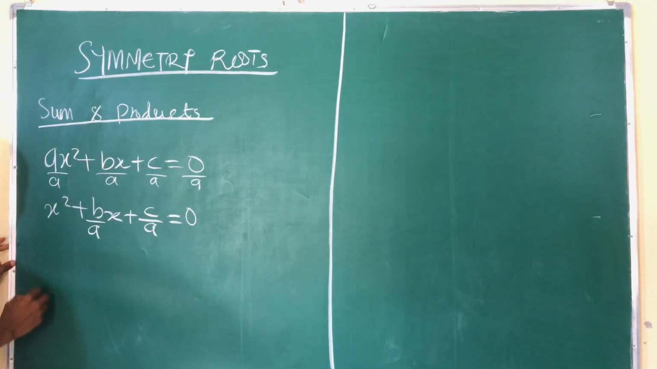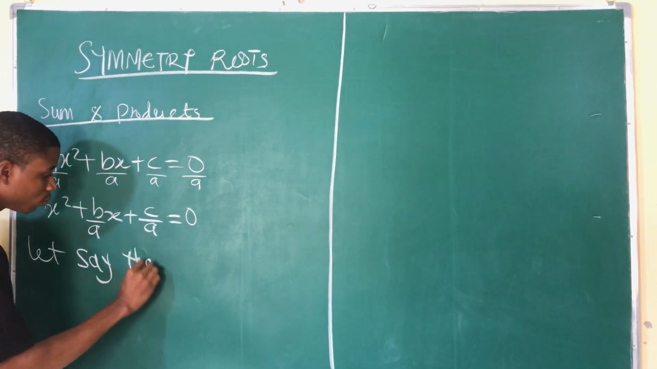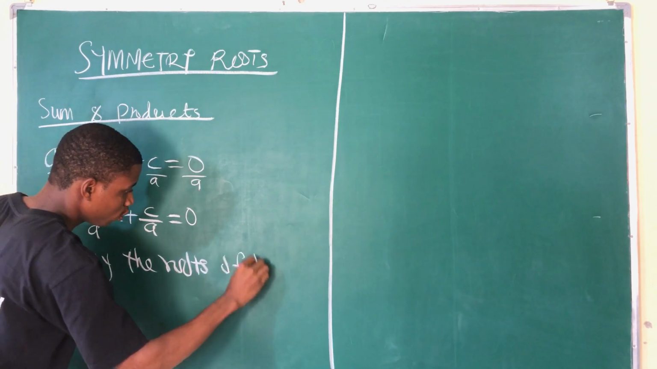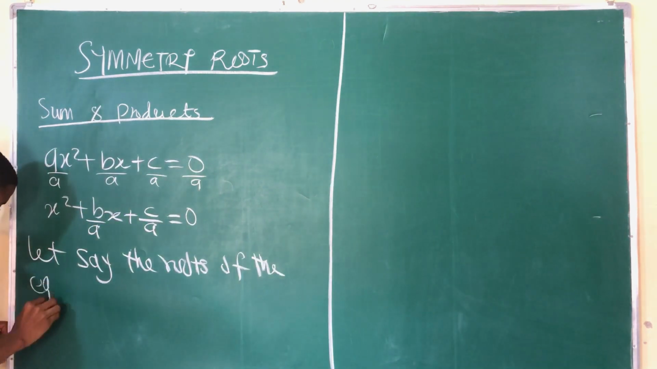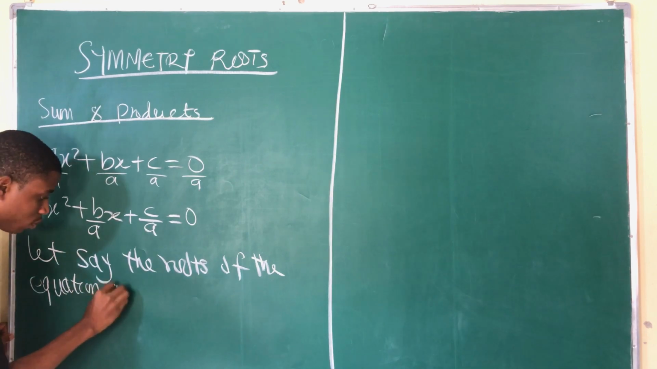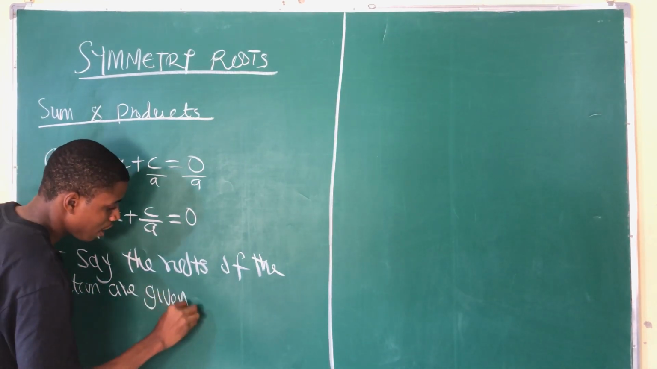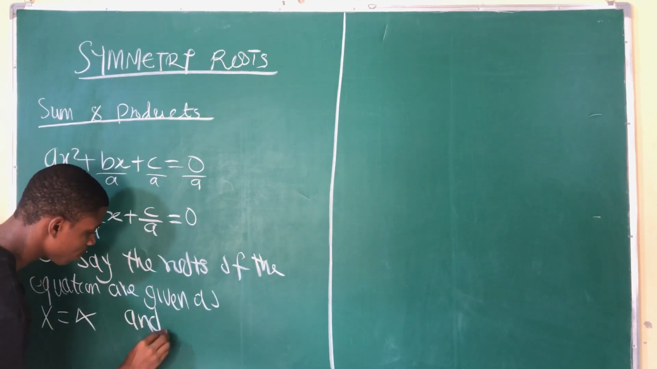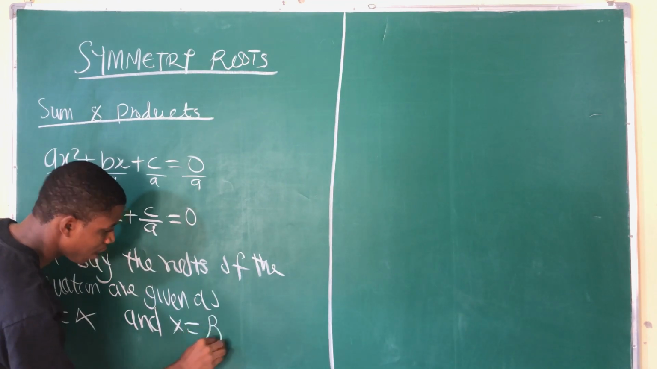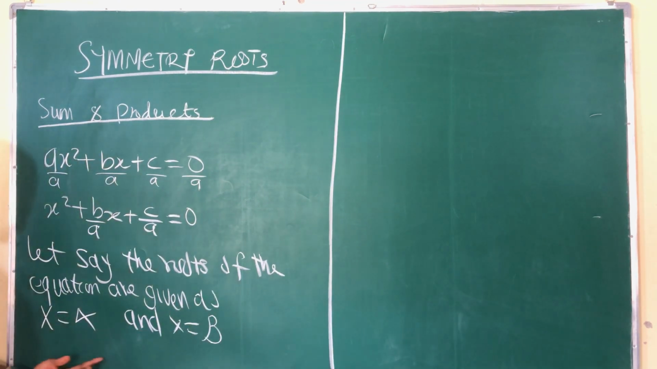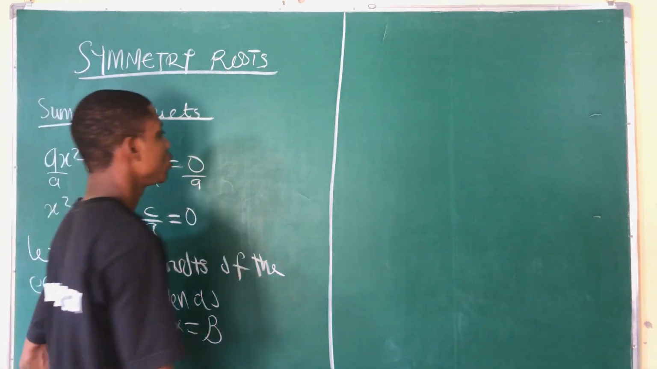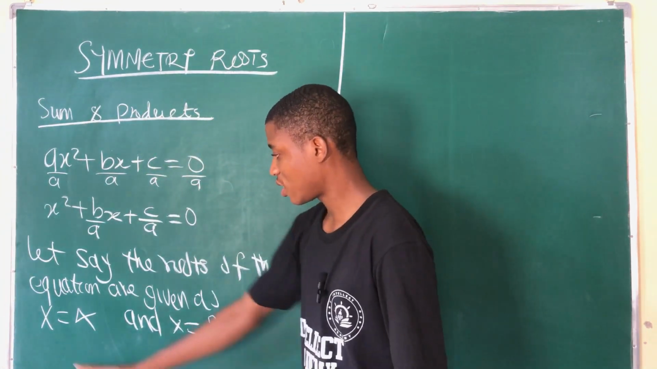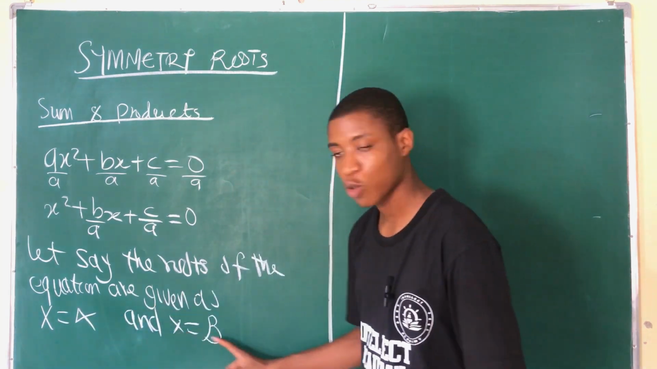Now, let's say the roots of the equation are given. Let's say they are given as x equals alpha, and x equals beta. Let's say these are the two roots of the equation. So we have x equals alpha, and x equals beta.